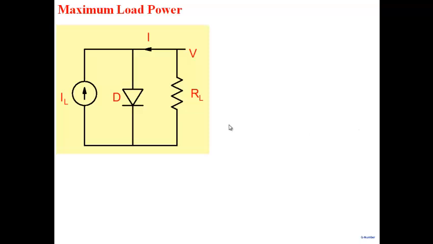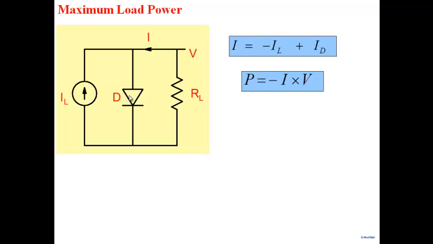Okay, so let's see here. This is the equation. The current that flows into your external circuit is minus IL plus ID. ID is this current here. The power which is delivered to the load is minus I into V. Note the minus is because of the direction of the current that is assumed, minus I into V.